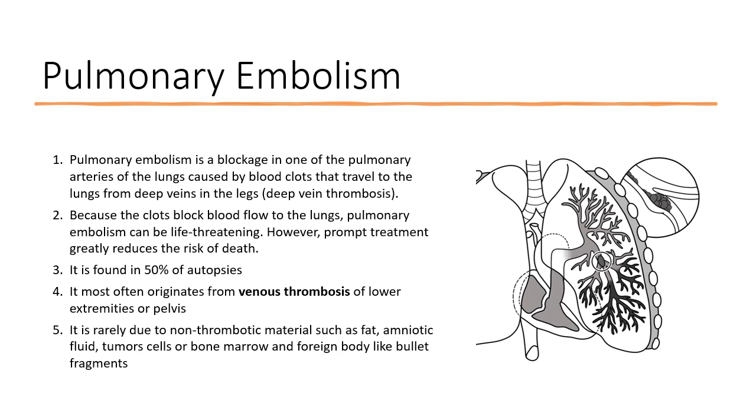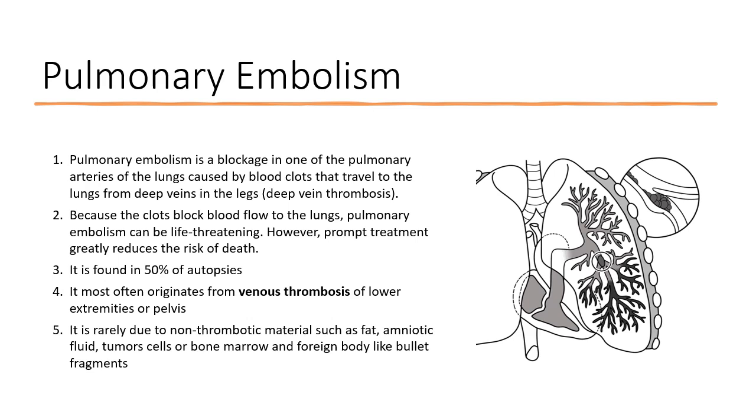In most cases, pulmonary embolism is caused by blood clots that travel to the lungs from deep veins in the legs, or rarely from veins in other parts of the body, called deep vein thrombosis. Because the clots block blood flow to the lungs, pulmonary embolism can be life-threatening. However, prompt treatment greatly reduces the risk of death. Taking measures to prevent blood clots in the legs will help protect against pulmonary embolism.